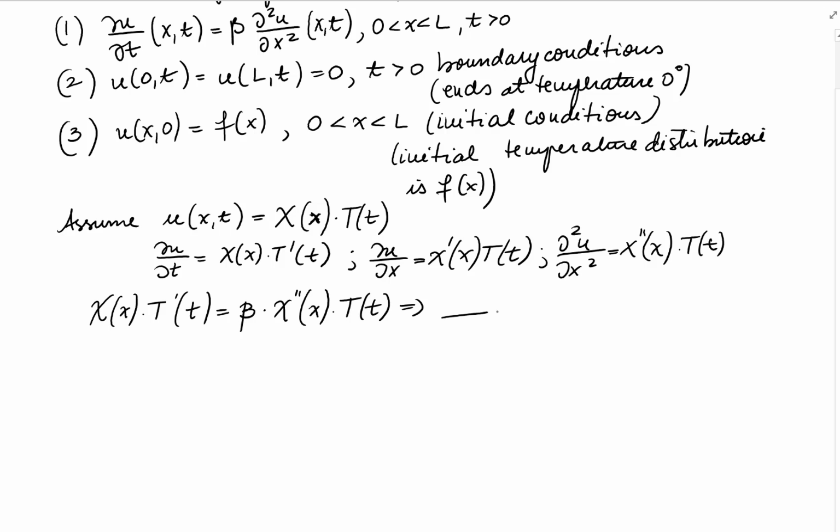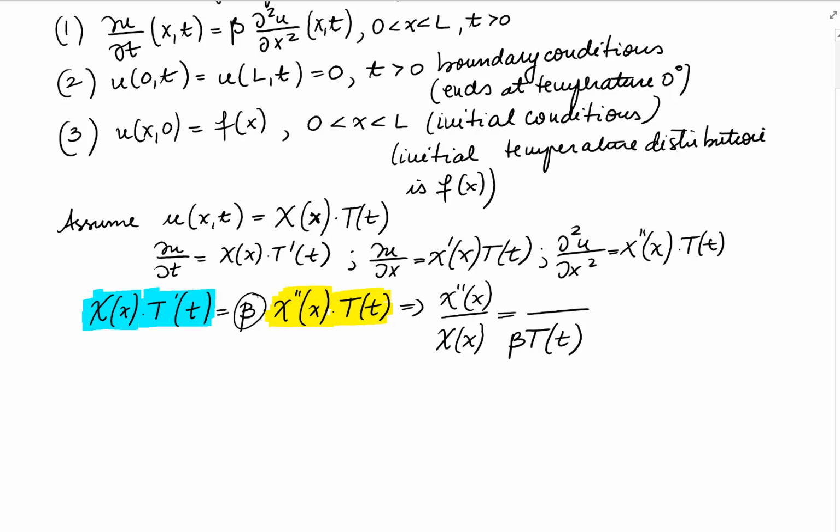So I'm going to rewrite this as a proportion, where at the numerator we'll put the derivative, so X''(x) over X(x). And X''(x) is going to be multiplied with T(t), right? So then T(t) is going to go down here. And there is also beta, so I'm going to put it here. And then X(x), which is at the denominator, is multiplied by T'(t). So here I'm going to put T'(t).